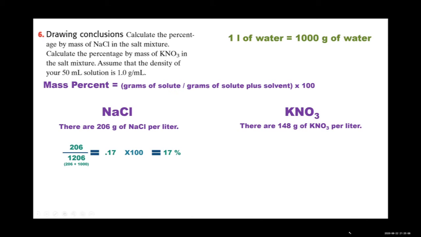Same thing with the potassium nitrate. We're going to do the same exact equation. This time I got around 0.13, so I rounded and multiplied by 100 and we get 13%.